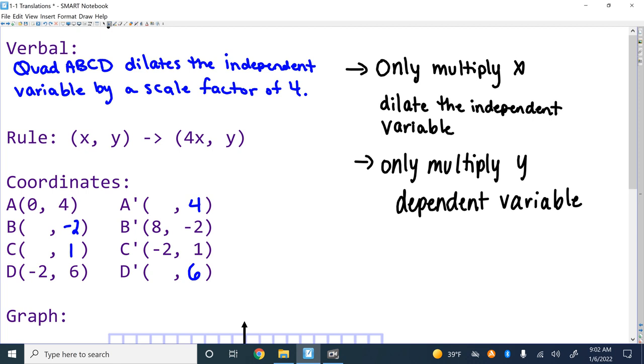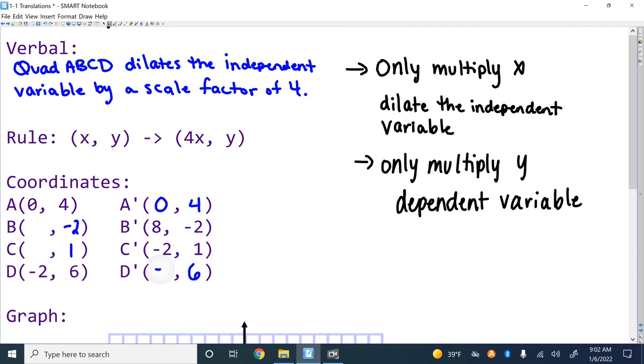But the x values, when we go from pre-image to image, the x values get bigger. They get multiplied by 4, right? But can we change 0? No, so leave it as 0. Now, I'm going to skip down to point D. Negative 2 would change to? Negative 8.